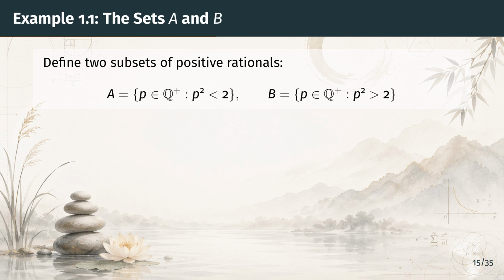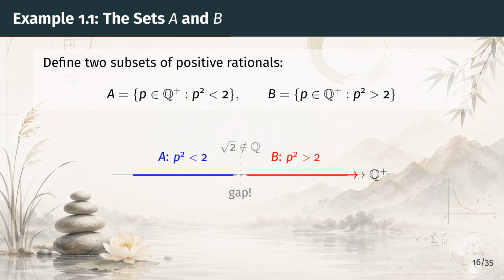These sets partition the positive rationals into 2 groups, those to the left of the square root of 2 and those to the right. As you can see on the diagram, A lies to the left and B lies to the right on the number line, with a gap in between where the square root of 2 should be. But since the square root of 2 is not rational, it does not belong to either set. There is a genuine hole between A and B.